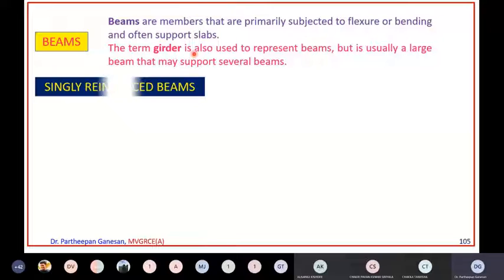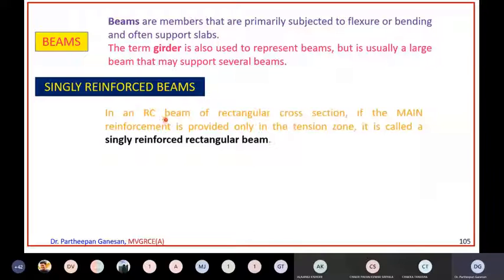That is called a girder. Now, what do singly reinforced beams mean? You should know this term. In an RC beam of a rectangular cross section, if the main reinforcement is provided only in the tension zone, it is called a singly reinforced rectangular beam. Remember, the word main reinforcement is very important, because in the compression zone also we will provide a hanger bar or anchor bar. A hanger bar or anchor bar is not a main reinforcement. The main reinforcement which takes the tensile force is called main reinforcement. If it is provided only in the tension zone, that is called a singly reinforced rectangular beam.